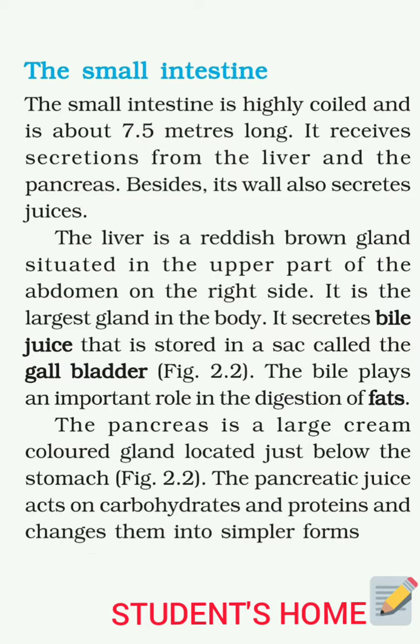The liver is a reddish-brown gland situated in the upper part of the abdomen on the right side. It is the largest gland in the body. It secretes bile juice that is stored in a sac called the gallbladder. The bile plays an important role in the digestion of fats.